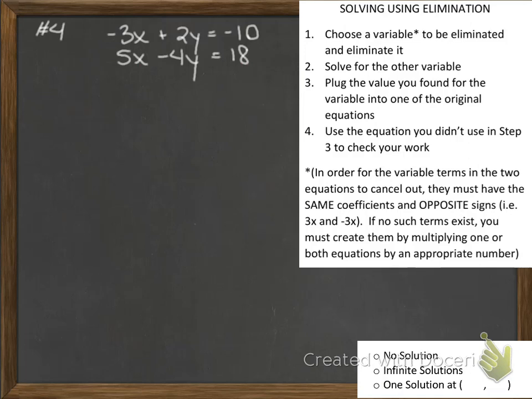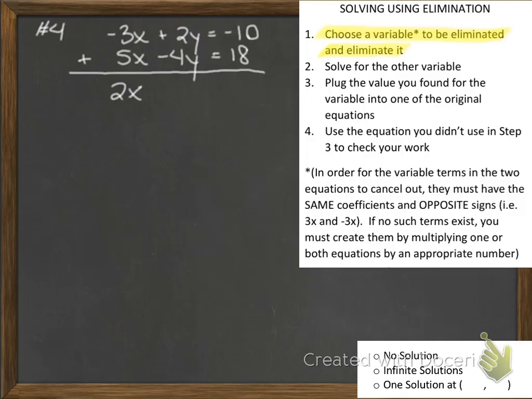Let's look at number 4. So this is where it starts to really get interesting. Remember, step 1 is to choose a variable to be eliminated and eliminate it. So let's say we just went ahead and added these two equations together, because that's what we've been doing this whole time, right? Just adding them together.